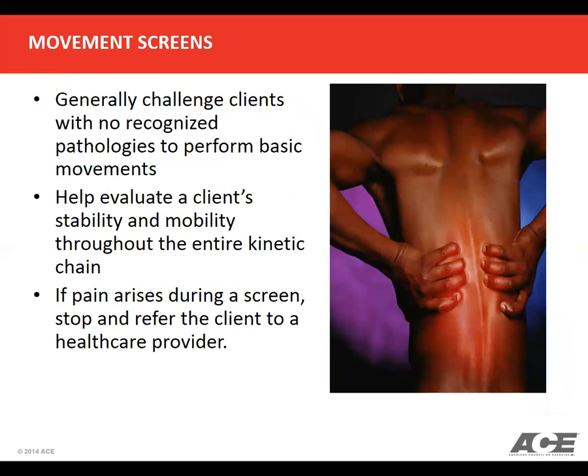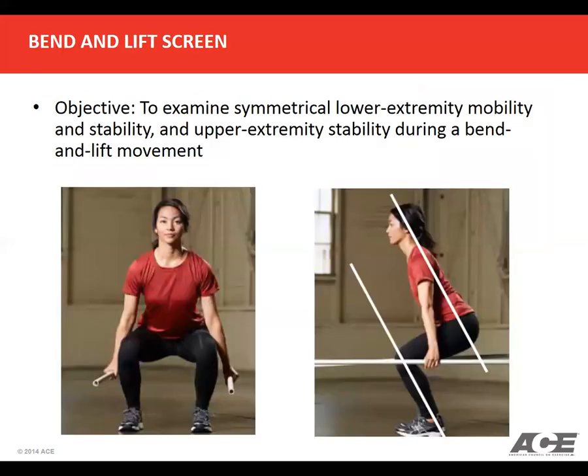So movement screens generally challenge clients with no recognized pathologies to perform the movement. So again, if somebody's got any injuries, whether acute or chronic, or any other impairments, be careful with how you evaluate them. You don't want to hurt them. And again, they won't be able to perform certain things anyways. Again, you can evaluate stability and mobility through the entire kinetic chain. And if pain arises during any screens, you're going to stop them. Okay. Now, again, we'll talk about whether or not you really need to do any of this to begin with.